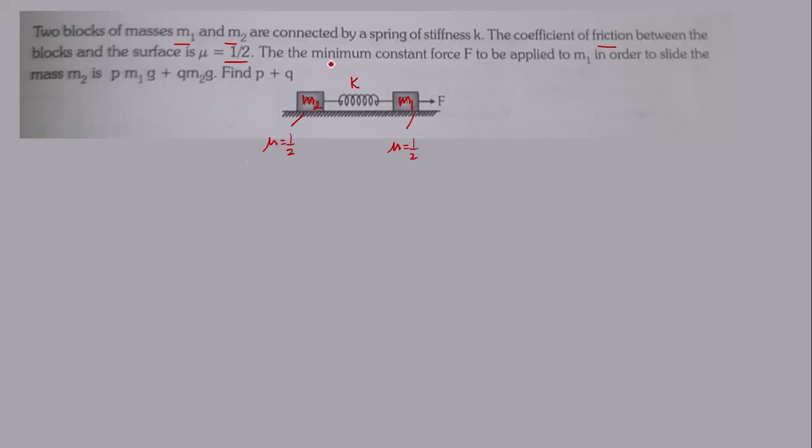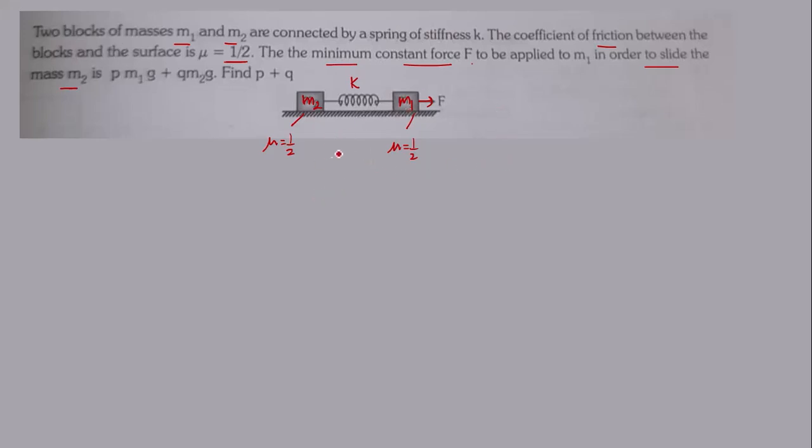You are asked to calculate the minimum constant force F to be applied on M1 in order to slide the mass M2. Here I am applying the force F on M1. Once I pull the mass M1, gradually the spring force will increase. Initially, when no F is applied on M1, there is no elongation of the spring, so the spring experiences no force. Once I apply a force, the spring will try to expand, and because of that the spring force comes into the picture.